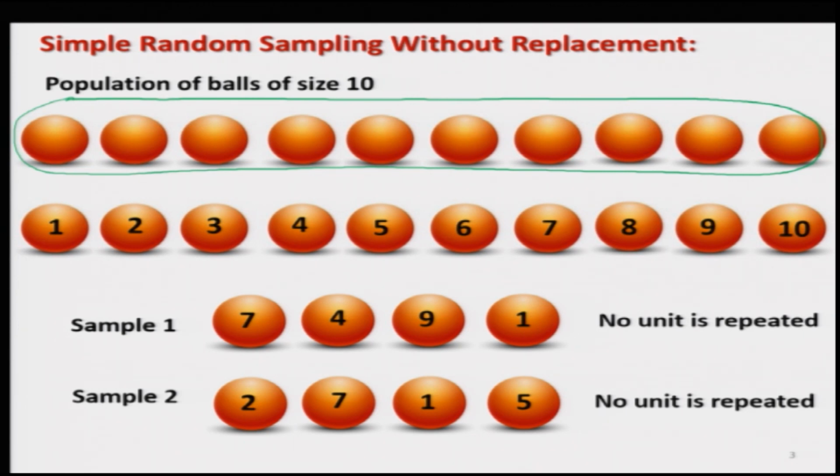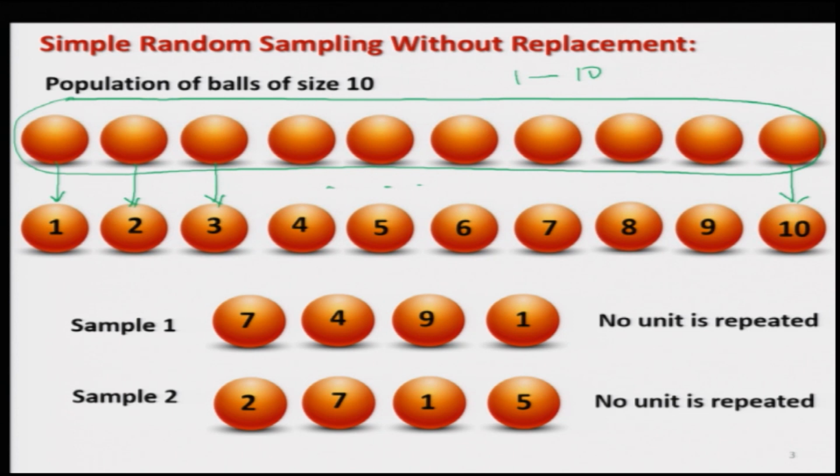So, the first step is this: I have to identify all the sampling units in the population, and I have to create the sampling frame. So, I choose the numbers from 1 to 10, because my population size here is 10, and I number all the balls, which I have done here. For example, this ball has been numbered as 1, the second ball as number 2, the third ball as number 3 and so on. The last ball is now numbered as 10.